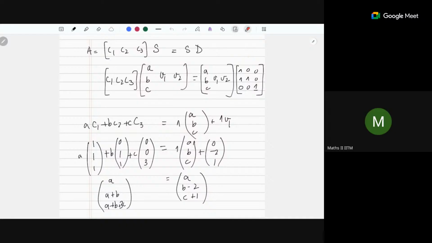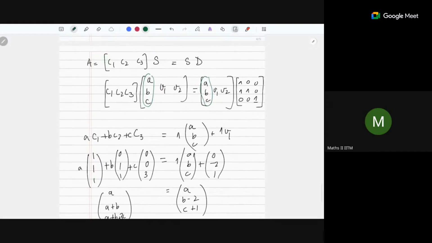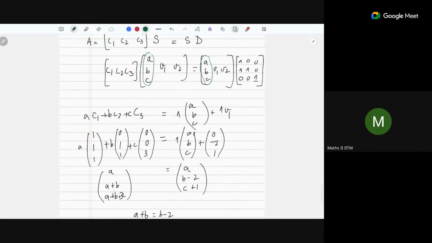All right. So now this is the setup. Now you want to find out A, B, C such that you will get this D as a representation of the operator. So now let's try to solve this. So it is A plus C1.